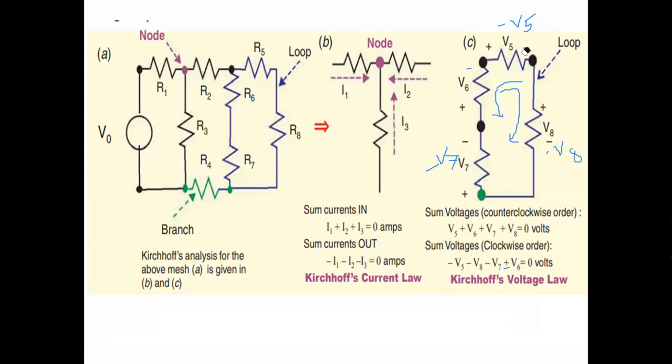So this is plus to minus, this is a voltage drop, so it becomes minus V5. Here plus and minus, the voltage drop across this resistor is V8, so the voltage drop is minus V8. Like this we have. Suppose we have to move in the anti-clockwise direction, this becomes plus V5, this becomes plus V6 and this is plus V7. The summation of all those voltages is equal to 0.